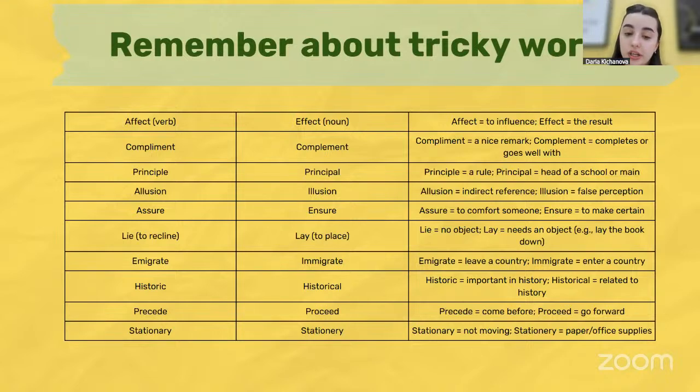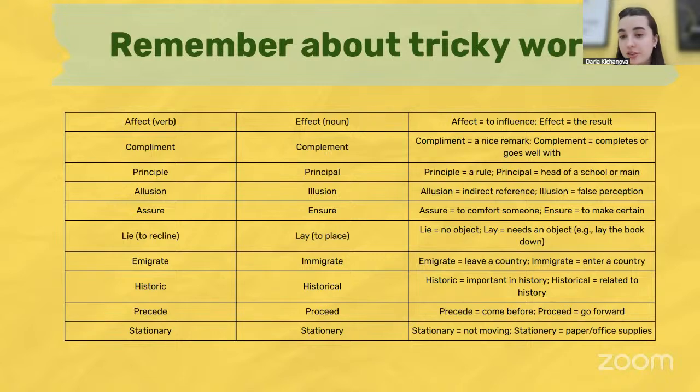Next is historic and historical. So it is usually used with also economic, economical. You can also hear such examples. So historic, it is something important, something crucial in history. But historical, it is something just related to history. For example, some historical books. So they are, for example, some old books, or they tell us about some history. But historic can be events, document. So it's something important in history.